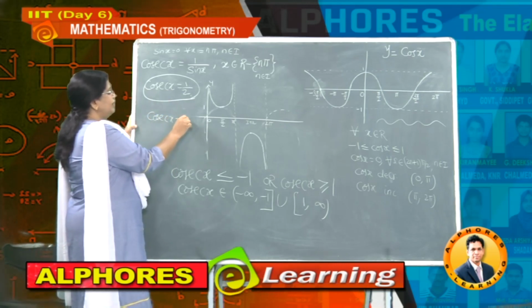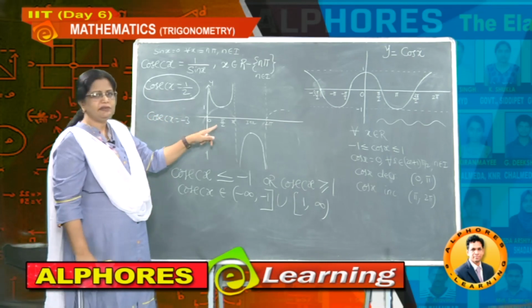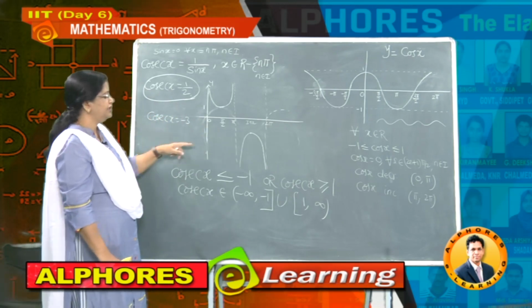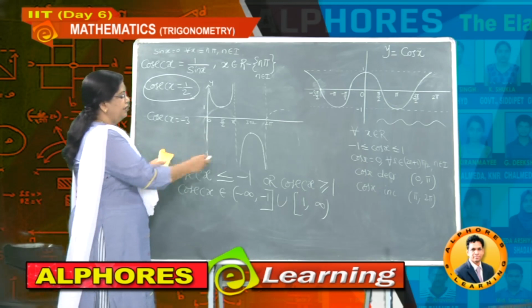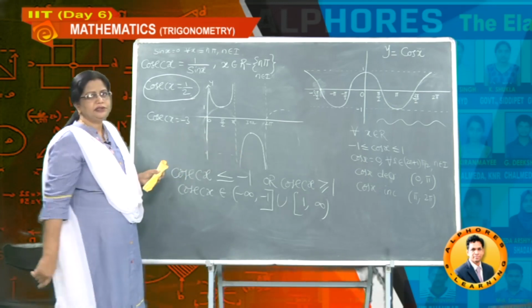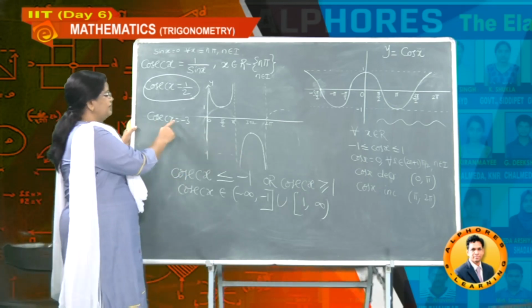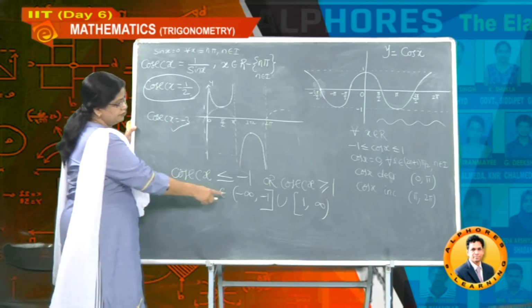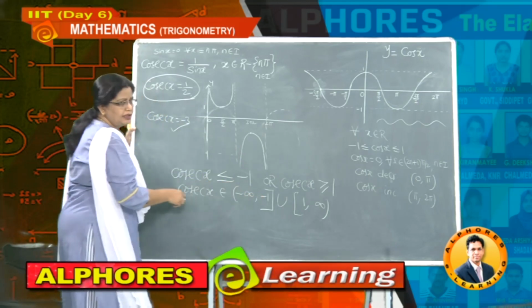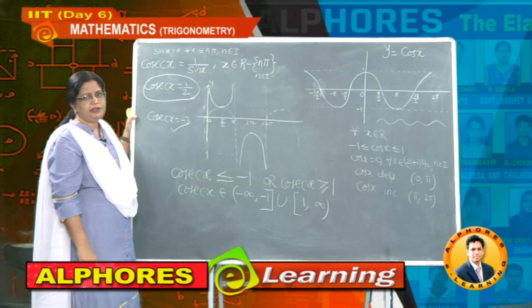Is it right or wrong here? Observe, minus value it can take, no doubt it is minus 3 somewhere here, and correspondingly here you can observe that kind of value. So cosecant x equal to minus 3 is right. From this one, minus 1 means all this side you can find negative real numbers.